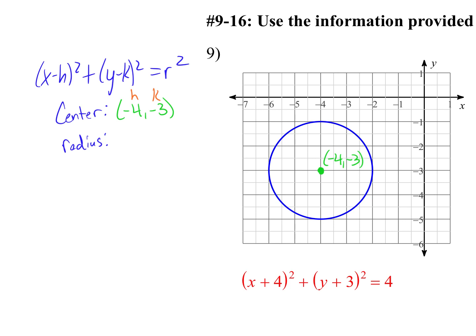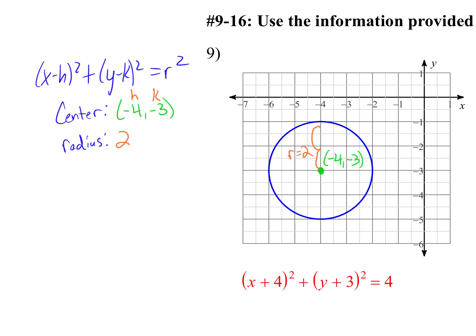Now, what is my radius of this circle? 2. Could I go 1, 2? So my r is equal to 2. Why is r not 4 on this one? Because that's the diameter. But why didn't we count each little square? The little squares are counting by halves. So once again, always pay attention to how they're counting.